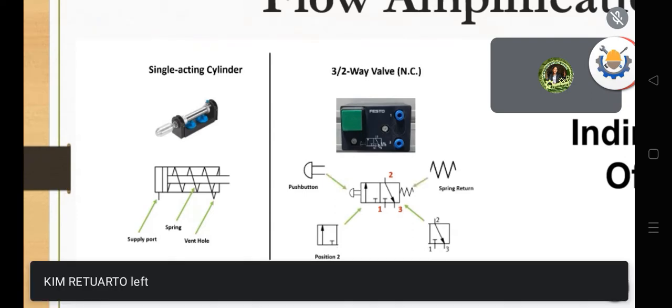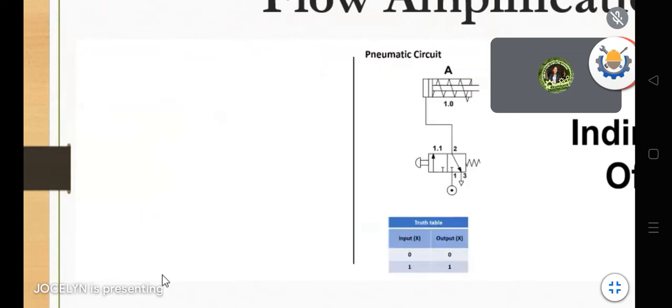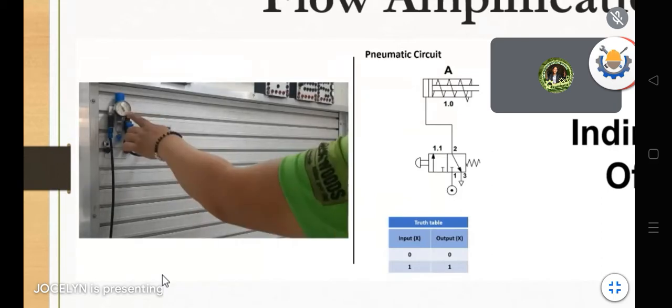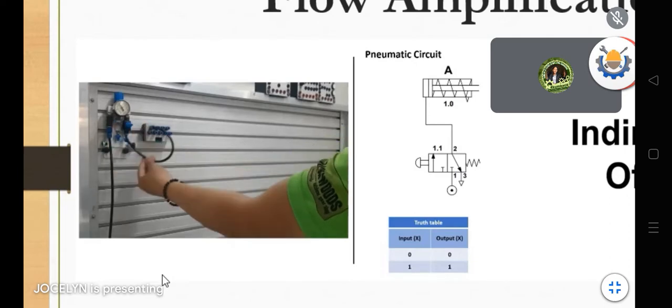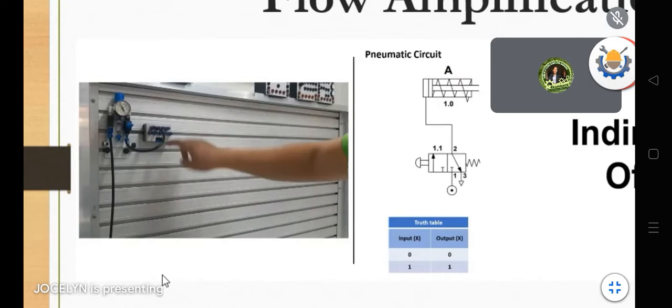We also have there the push button switch on the valve, and it will go back with the use of the spring return. So that's the truth table of the direct actuation. So you will see there, this is our laboratory, guys, where we have the board for the experiment that we will have for the exercises that we do.